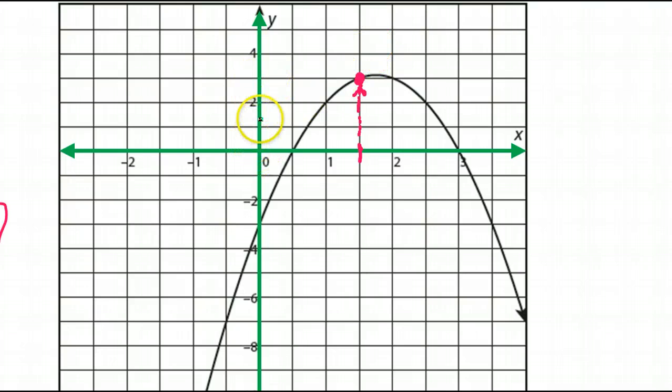Okay, these ones aren't counting by 2s. This is actually 1, 2, 3. I started to say 2.5, but this is really a y value of 3. So we are really dealing with the point 1.5, 3.